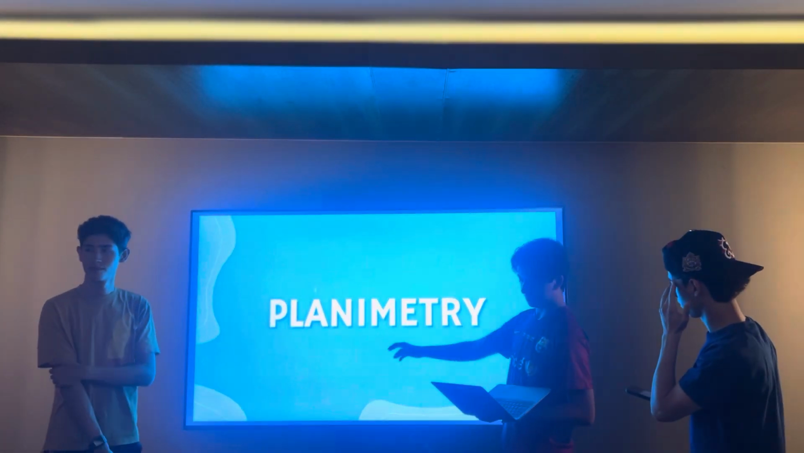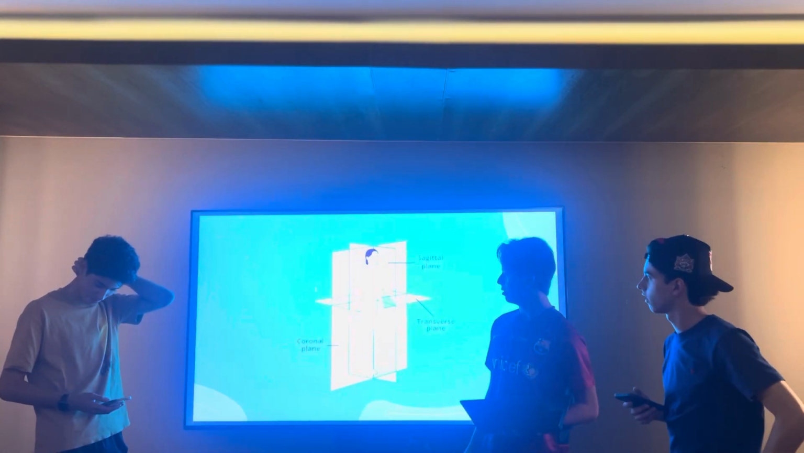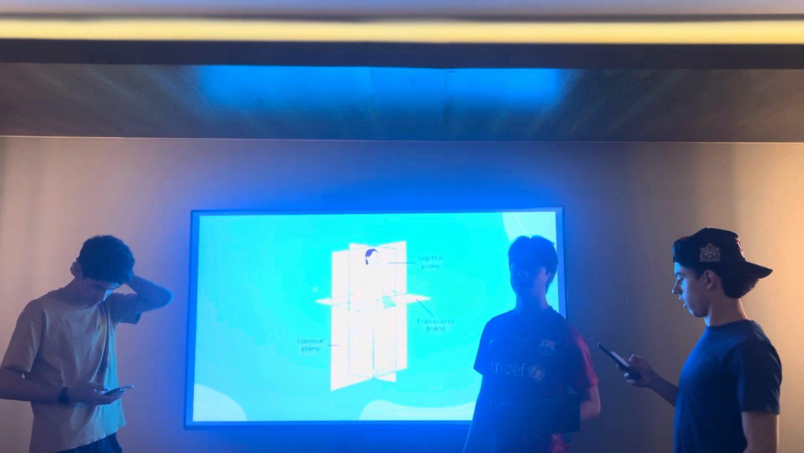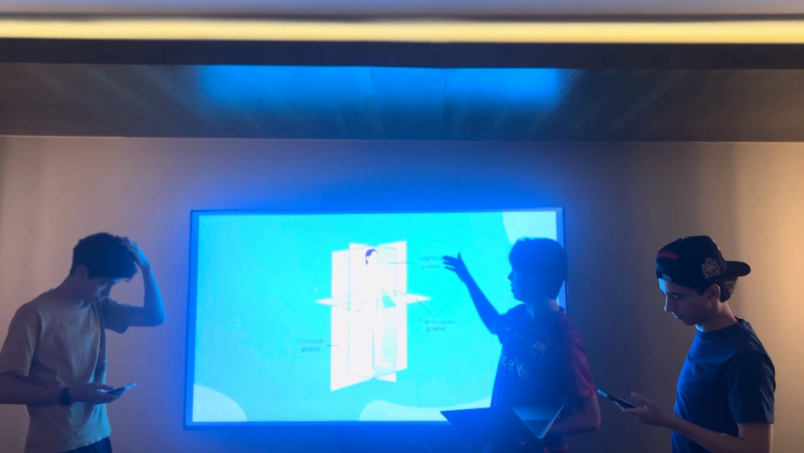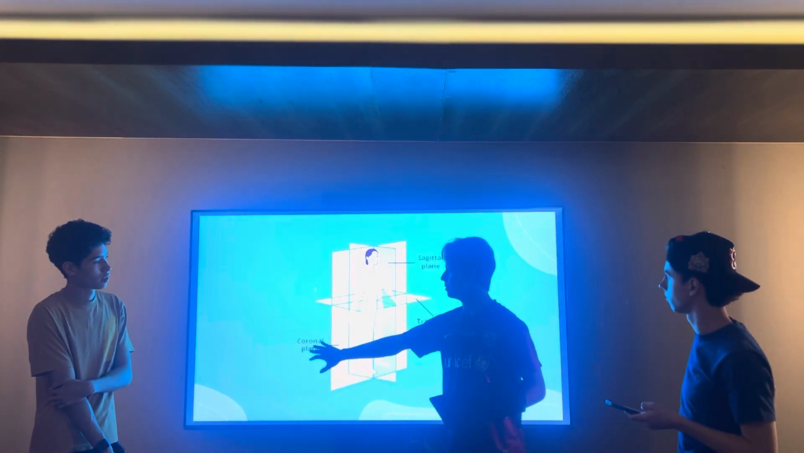The planimetry. Sorry. So the body is divided in three planes: the sagittal plane, the transverse plane, and the coronal plane. And starting with the coronal plane.